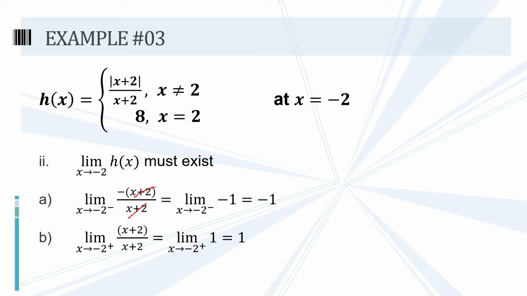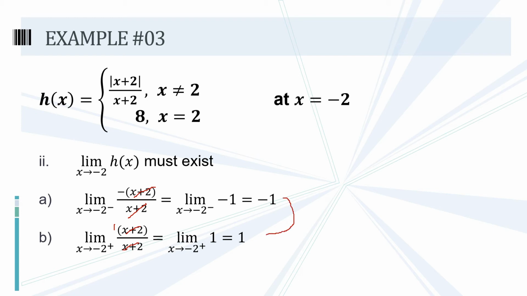On the other hand, the limit naman as x approaches negative 2 from the right, okay, so since absolute value 'to, from the right, gamitin natin yung positive, okay, we have x plus 2 all over x plus 2, and we can cancel that, that is just equal to the limit of 1, which is equal to 1.